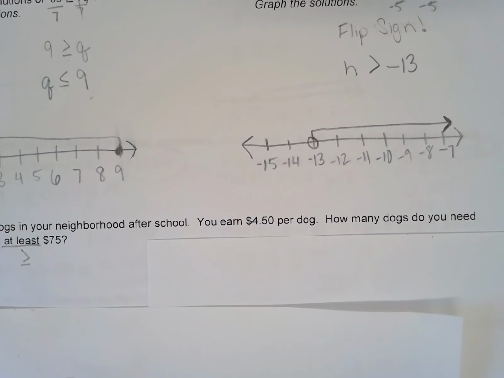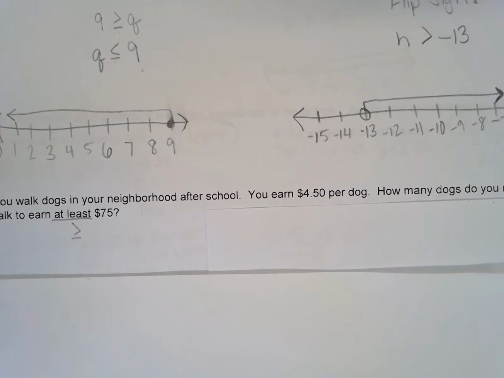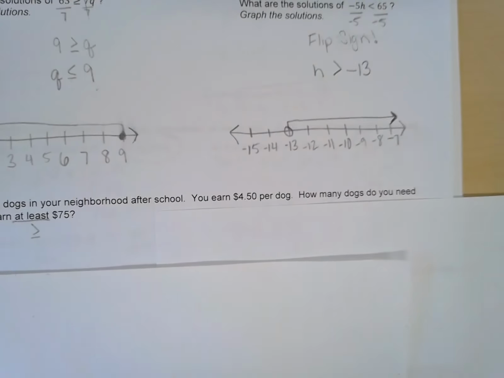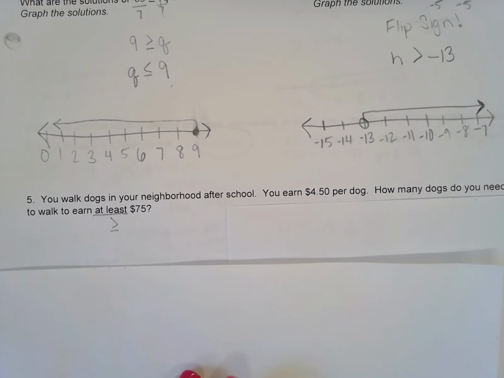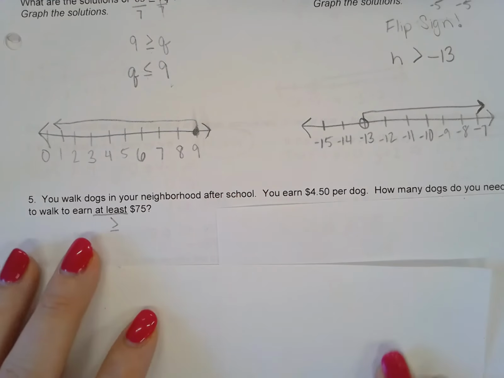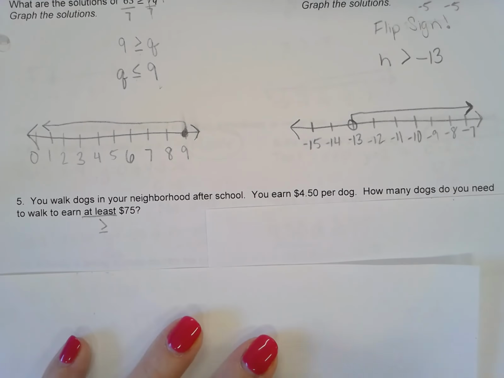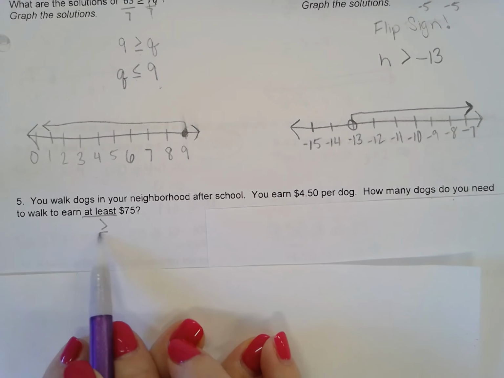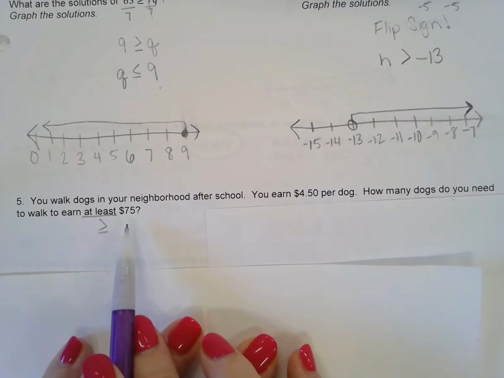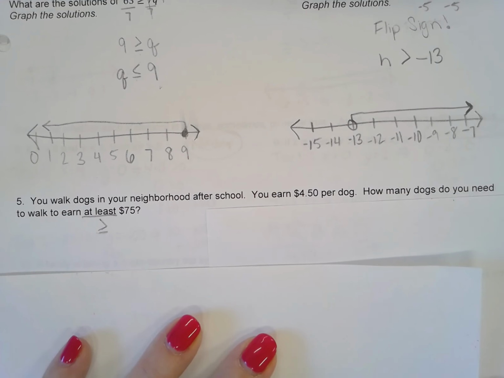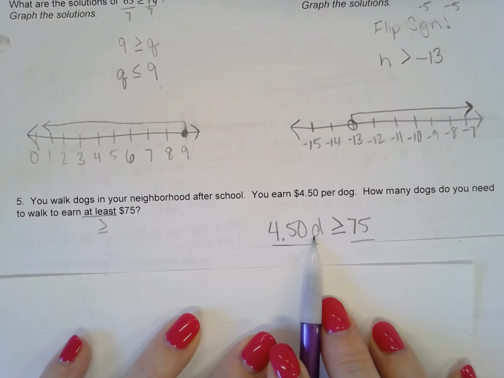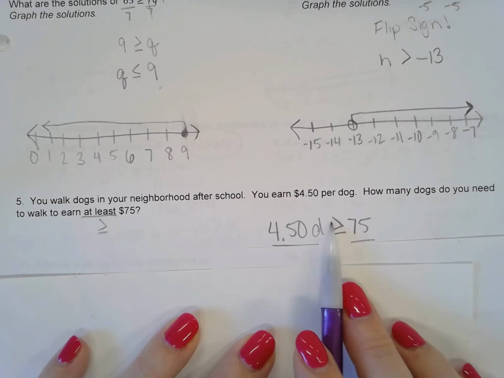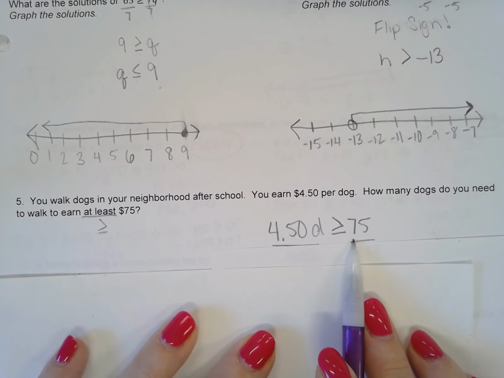Okay, number 5 is an application problem. It says, you walk dogs in your neighborhood after school. You earn $4.50 per dog. How many dogs do you need to walk to earn at least, so that's going to be greater than or equal to, because you want at least $75. So it's $4.50 times D, which is the number of dogs, and you want that to be greater than or equal to 75.